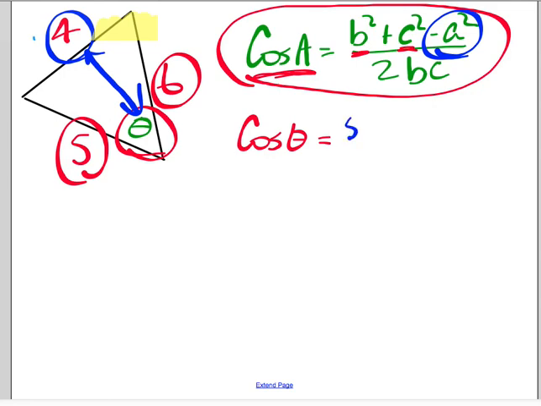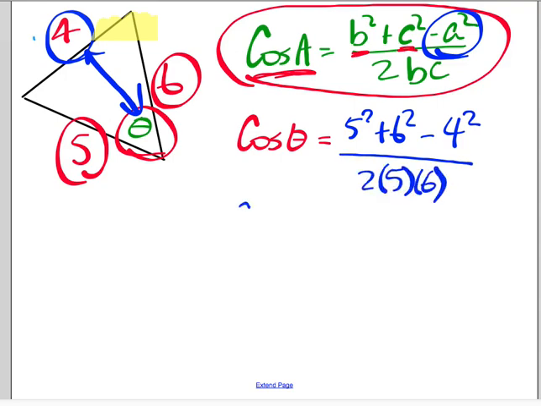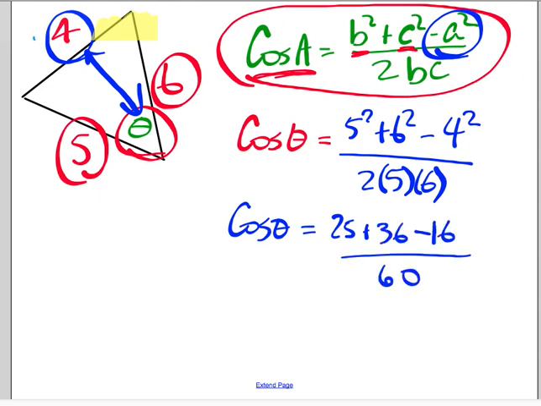So I simply put in 5 squared plus 6 squared. And again, it doesn't matter, I could put those either way. 5 squared plus 6 squared, subtract 4 squared, divided by 2 times 5 times 6. All right, and so when I do that work, I'm going to get 25 plus 36 minus 16 over 60.